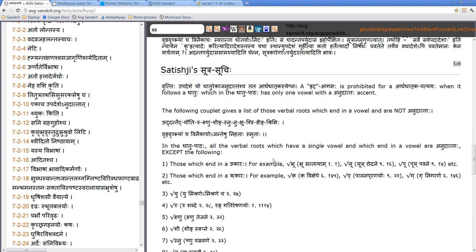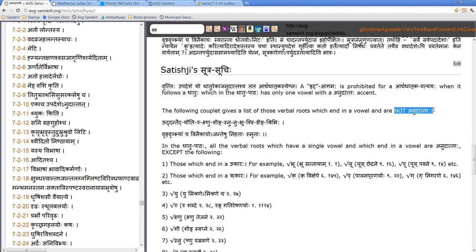Okay. So we are looking at two lists now. The first list, suchi, will list out for us those dhatus in the dhatu patha which are ekach, which end in a vowel, but which do allow idagamaha. So, which are they now? They are here.